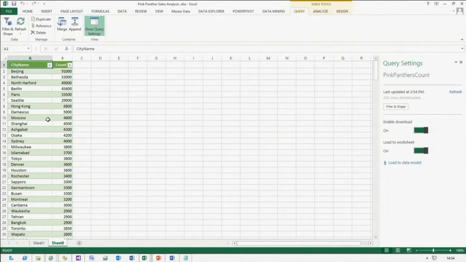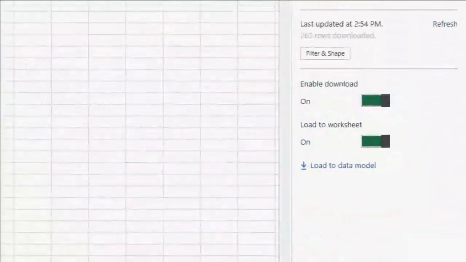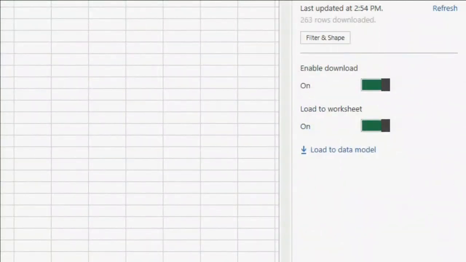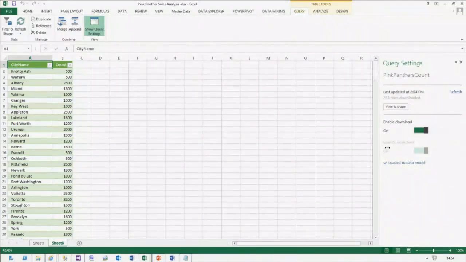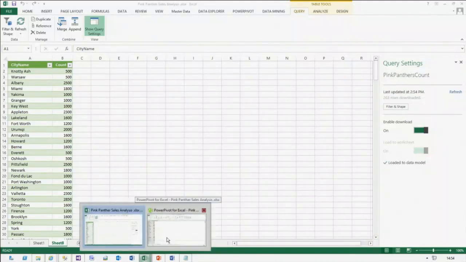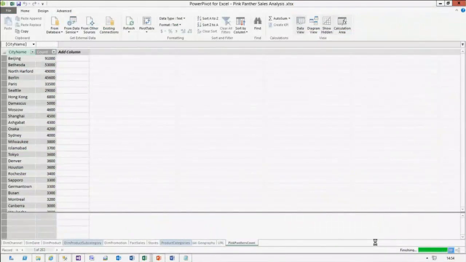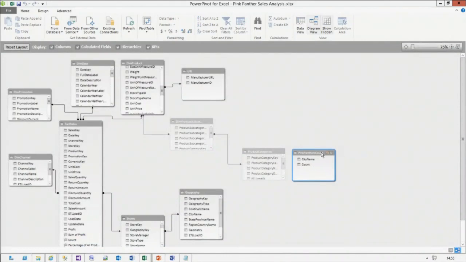Now I want to add this to the data model, which I have, to be able to analyze it. So here you have a button, load to data model. This helps you immediately load this data into your data model. And this has loaded the data into the data model. Now let's go back to the data model here. The data is loaded into the model, and here you see the table is loaded with city name and count.